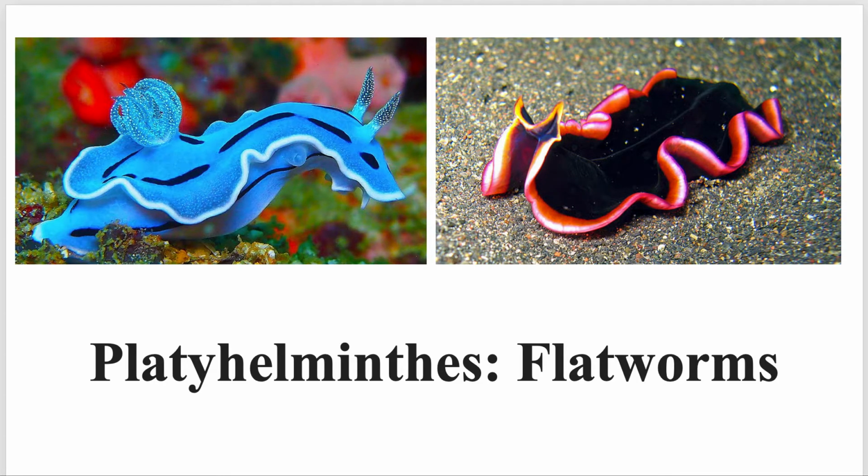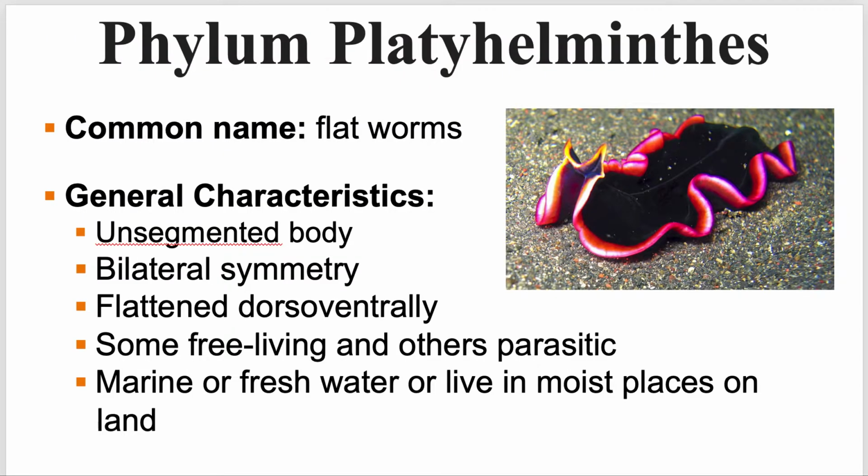The Platyhelminthes notes, which are flatworms. So the phylum Platyhelminthes is the flatworms. That's the common name for this phylum. General characteristics include that they have an unsegmented body, they have bilateral symmetry, they're flattened dorsal ventrally, which you can see here means they're like squished, like flat in that direction versus like a fish would be flattened the opposite way.